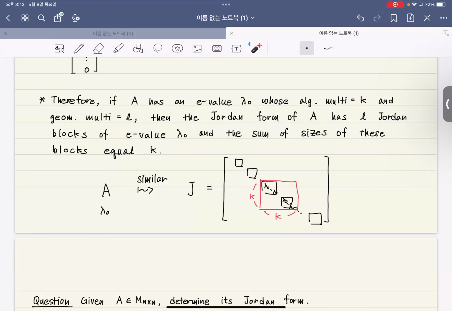Why? Because A and J are similar to each other, so they must share the same set of eigenvalues. If lambda 0 is an eigenvalue of A, then lambda 0 should also be an eigenvalue of J. And if this has algebraic multiplicity K and geometric multiplicity L, then this must also have algebraic multiplicity K and geometric multiplicity L, right? The only way to have algebraic multiplicity K and geometric multiplicity L is to have these blocks as its members in this Jordan form.